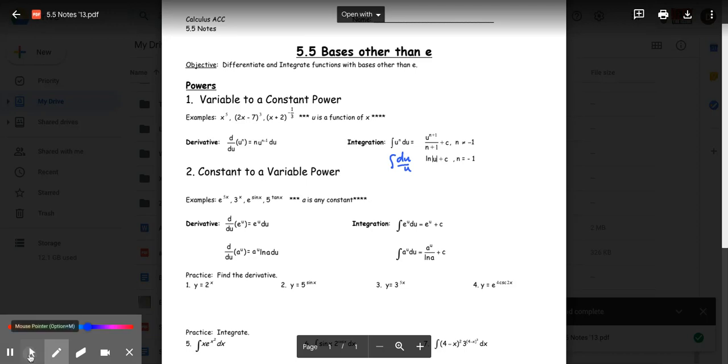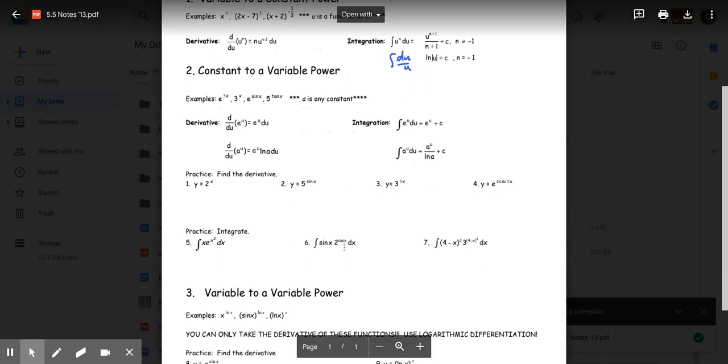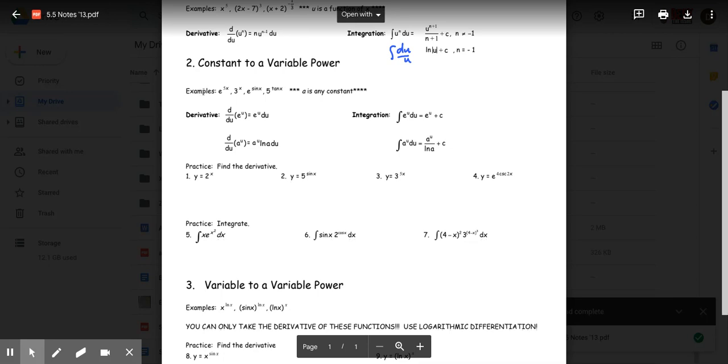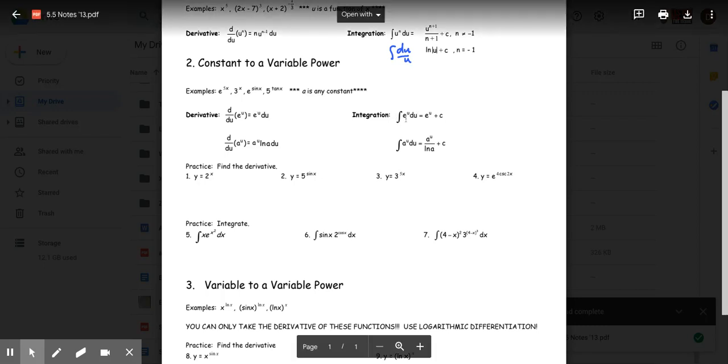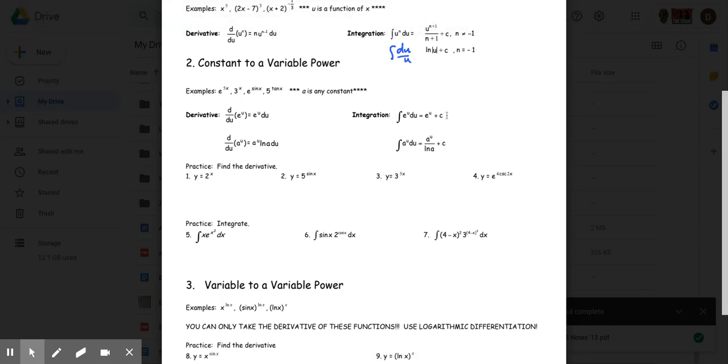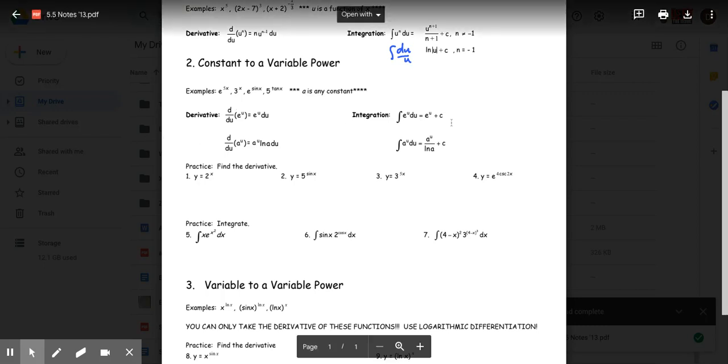Next, if we have a variable or a constant to a variable, so the base is a constant and you raise it to a variable power. So e to the 5x, 3 to the x, e to the sine x, 5 to the tangent x. A is considered a constant. So when we derive e to the u, it's e to the u times the derivative of the power. We learned that earlier in this chapter. When we integrate e to the u du, it becomes e to the u plus c. Now, that is a review.